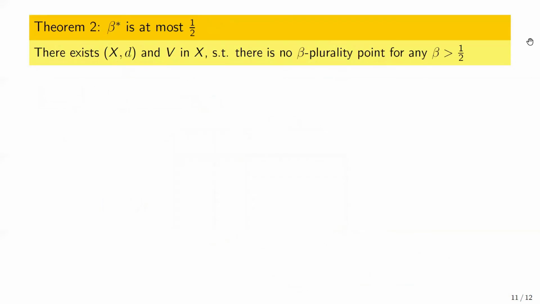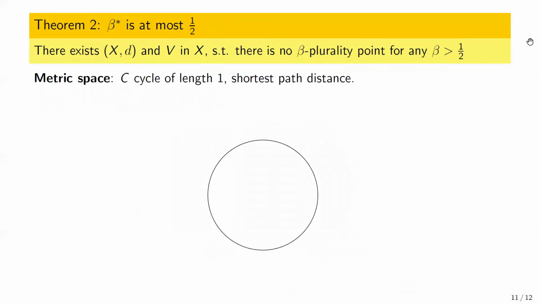Our second theorem shows that beta star is at most half. And for this, we need to show an example of a metric space and a set of voters such that there is no beta plurality point for any beta strictly larger than half. So the metric space that we choose is a continuous cycle of length 1. And the distance between 2 points is the shortest path on the cycle.